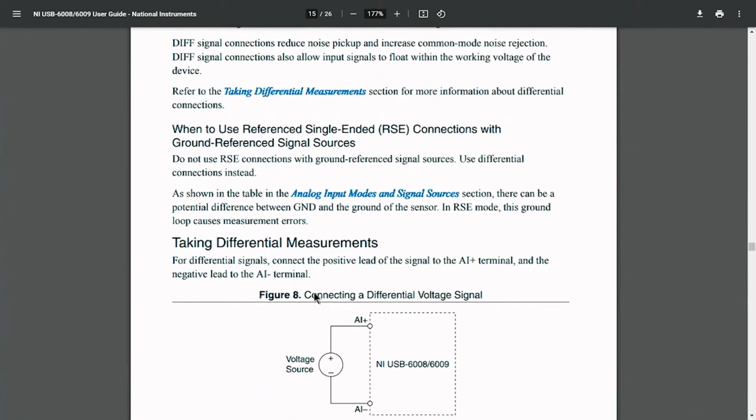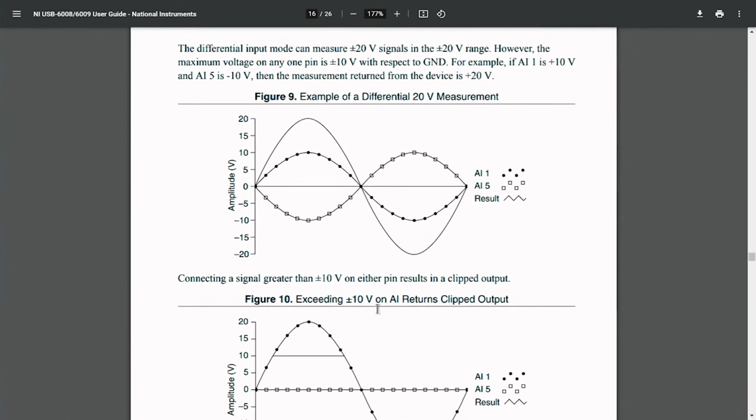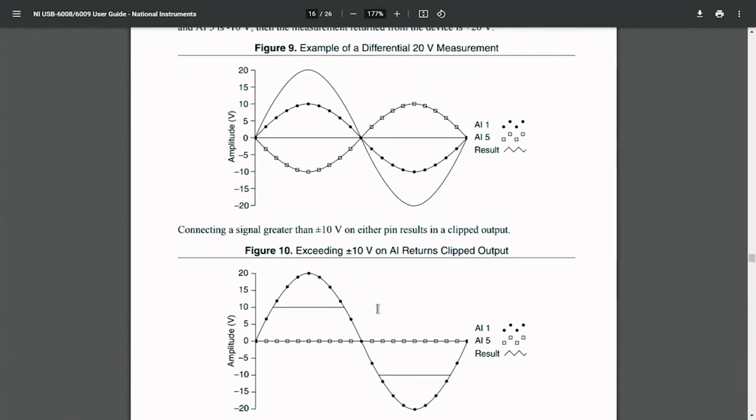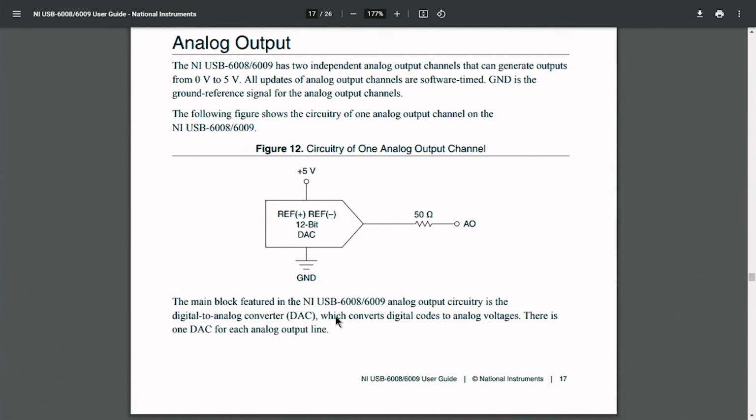Further information about the connections and how to take the differential measurements, what different types of sampling rate to be considered, otherwise what happens, what if the input voltage is greater than 10 volts, so how the signal will be represented, complete information can be looked into for your own reference.